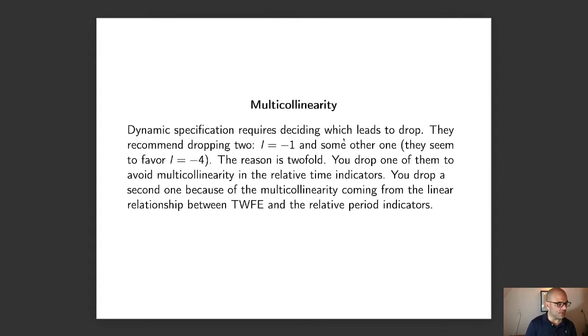But the thing that you see in 2 papers, in Sun and Abraham and in Borusyak et al., is that you also have a second form of multicollinearity with differential timing. To achieve balance in the differential timing, you've got multicollinearity coming from this linear relationship between the two-way fixed effects and the relative period indicators. So you actually have to drop 2 variables. You would drop -1, the baseline, and you might drop like -4. This is recommended if you're doing two-way fixed effects.